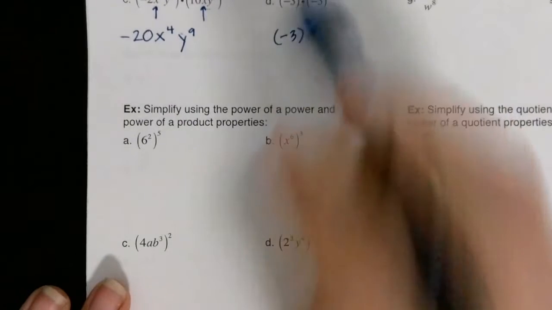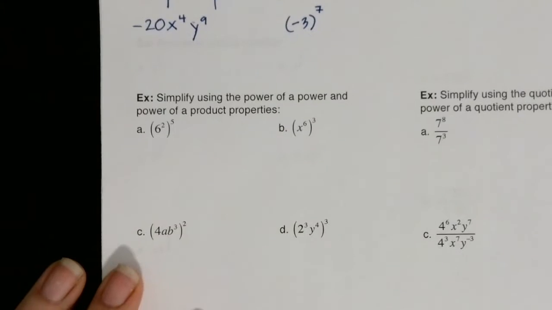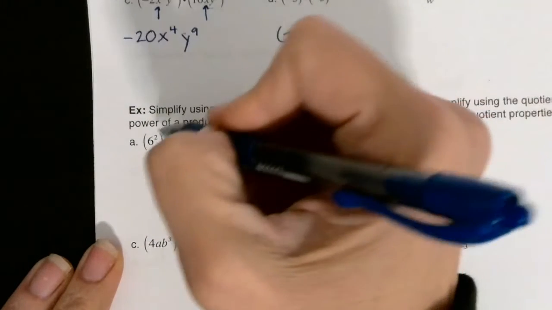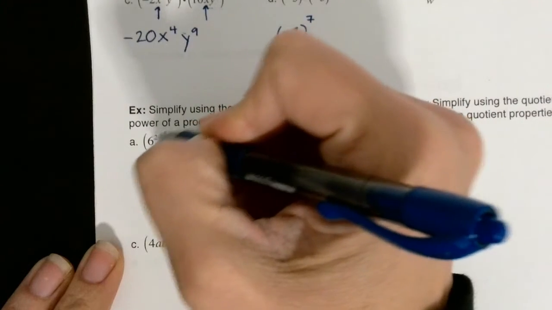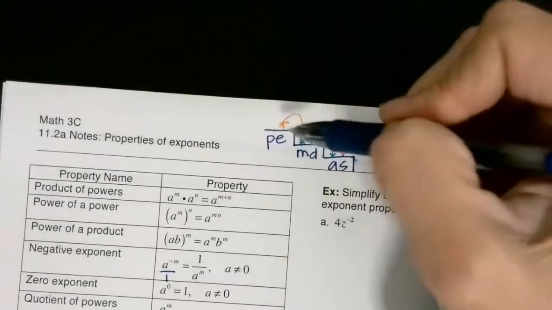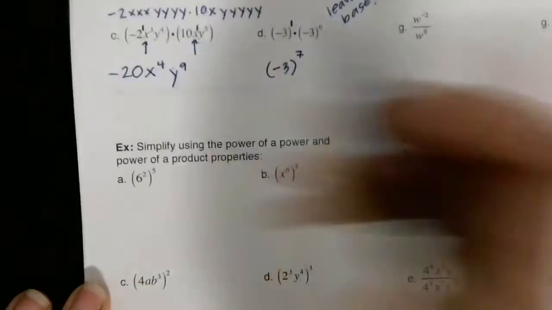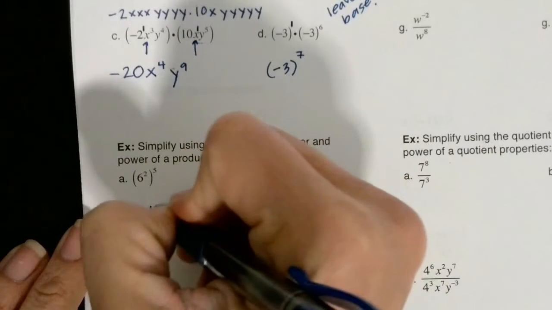All right, so we just did the product of powers property, and now we're going to do the next property, the power to a power. So leave the base, and because you have parentheses or power, PEMDAS says multiply the exponents. So this is 6 to the 10th power.